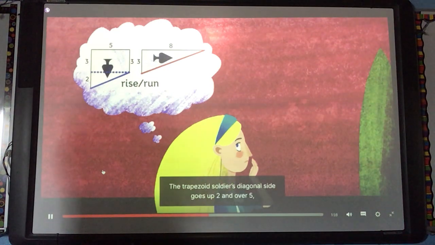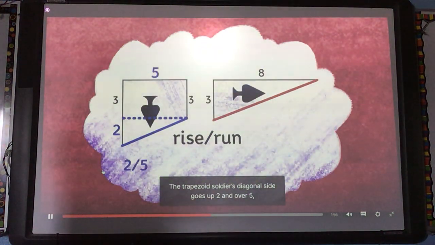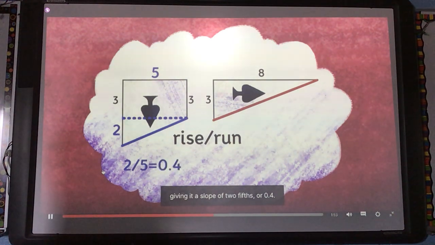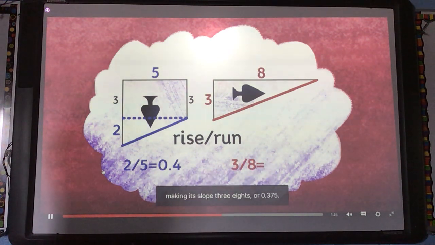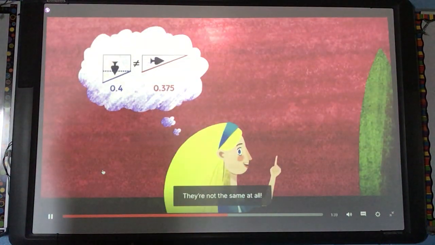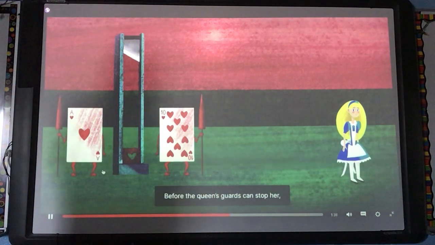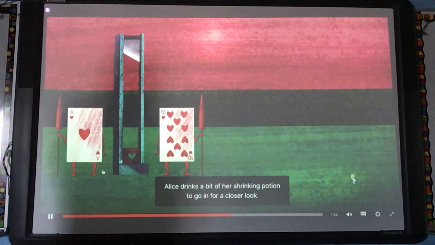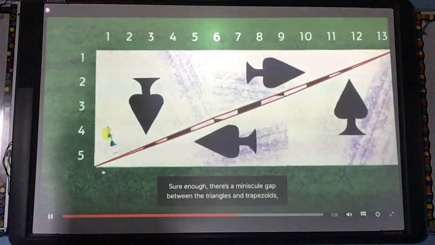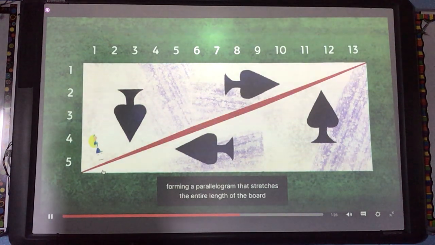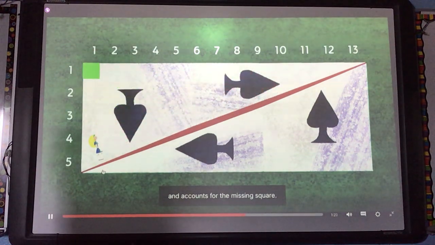The trapezoid soldier's diagonal side goes up 2 and over 5, giving it a slope of 2/5 or 0.4. The triangle soldier's diagonal, however, goes up 3 and over 8, making its slope 3/8 or 0.375. They're not the same at all. Before the queen's guards can stop her, Alice drinks a bit of her shrinking potion to go in for a closer look. Sure enough, there's a minuscule gap between the triangles and trapezoids, forming a parallelogram that stretches the entire length of the board and accounts for the missing square.